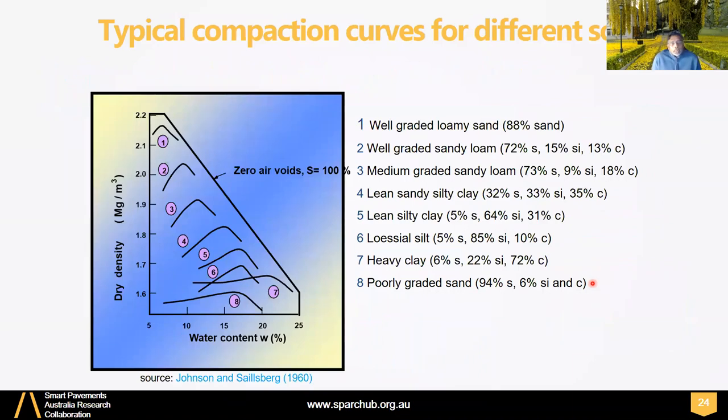These are typical compaction curves for different soils. You can see eight compaction curves shown here, mainly qualitatively. When you go to sands, well-graded sands, you get higher densities, and all UGMs will also be in this region. You can go to 2.2, 2.3 even, densities with UGMs. When you add more clay and so on, you go down here. And if you have very poorly graded sand, that can also fall well below, difficult to compact. So that's what you can see from these compaction curves.